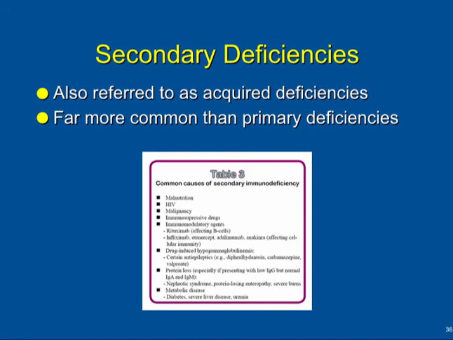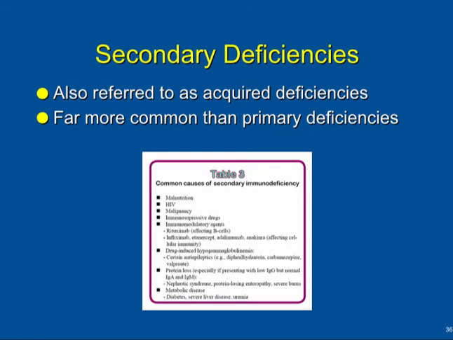So things like malnutrition, HIV is a big one that we worry about. Malignancy, any immunosuppressive agents. So if the patient's on medications like high-dose steroids, or they're on something like Enbrel, things that we use for autoimmune disorders, a lot of those agents essentially suppress the immune system in order to fight autoimmune disease.